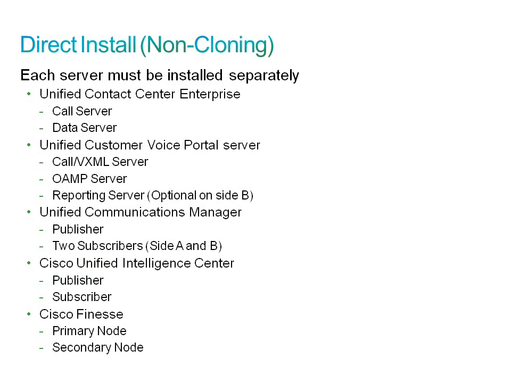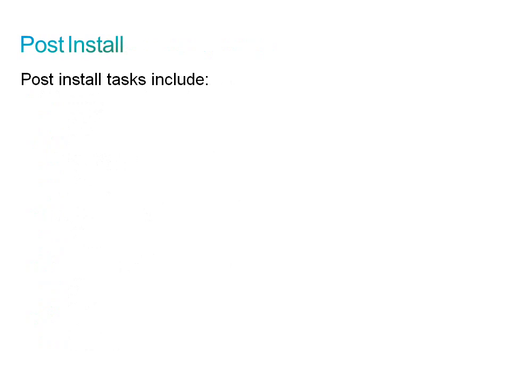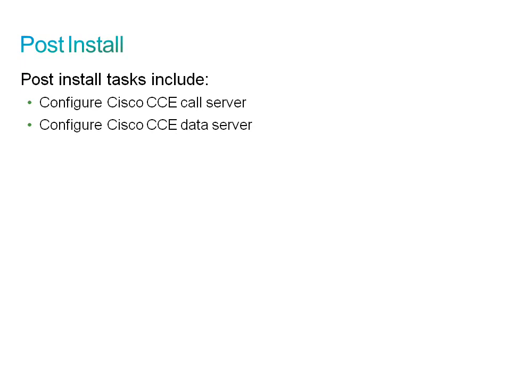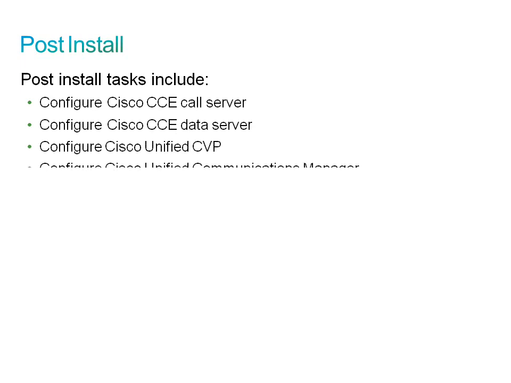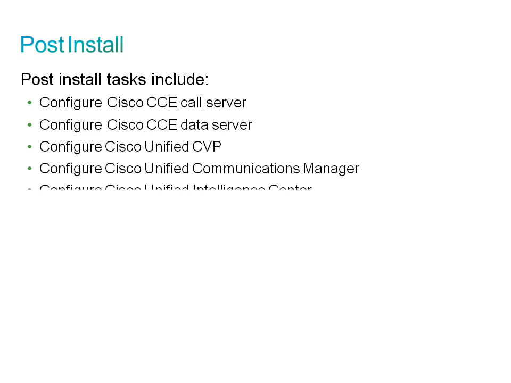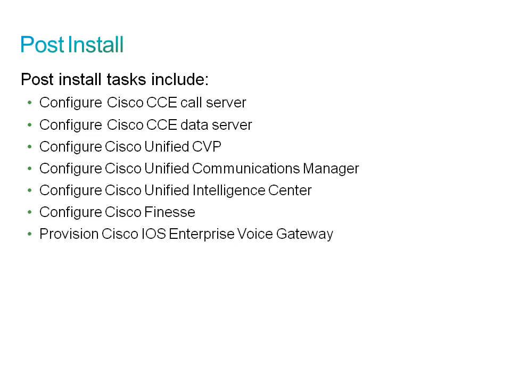In a typical deployment, you may need to create up to 17 virtual machines. Once a virtual machine is created for each of the components, you will need to configure them. Next, we will look at what the configuration process is for the following components: the CCE call and data servers, the CVP servers, the communications managers, the intelligence center servers, the Finesse servers, and the voice gateway.